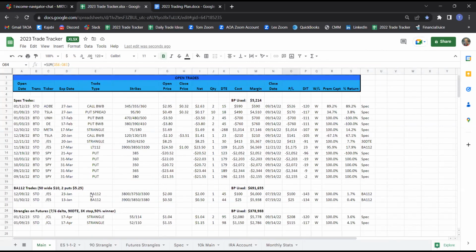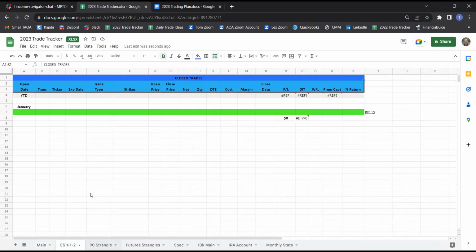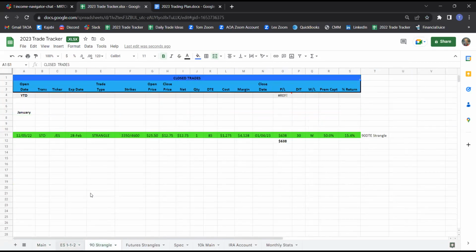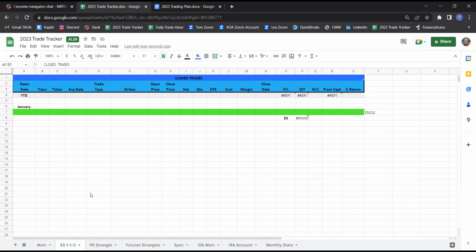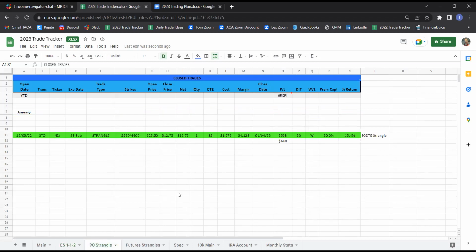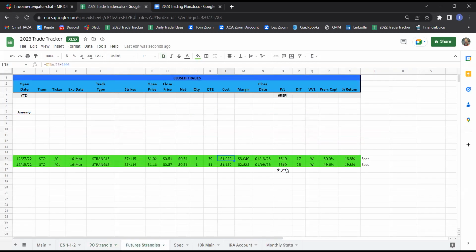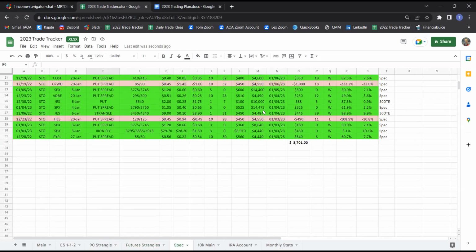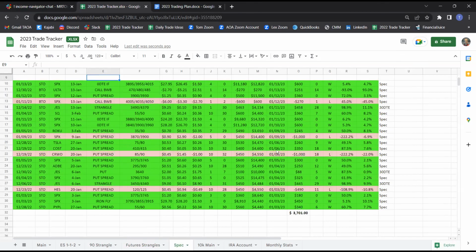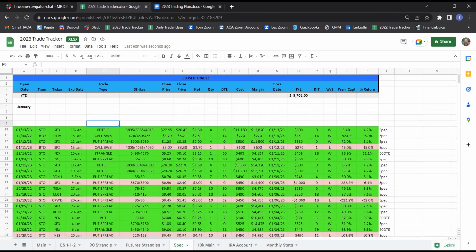And then I do track each one by their particular strategy. I have not had a 112 close, because they all closed early or at the end of December for the first couple of weeks. But 90-day strangles, I got one close. Futures strangles, I've got a couple of those that have closed. So I do track it by individual strategy. Spec trades here, we're up 3,700, but I've taken some hits on some 0 DTE.